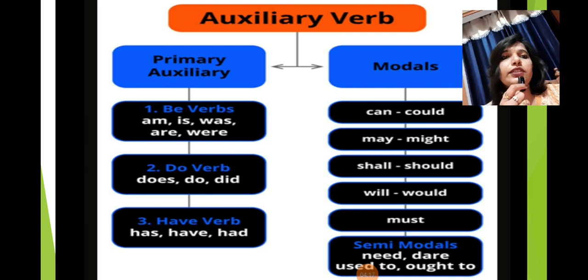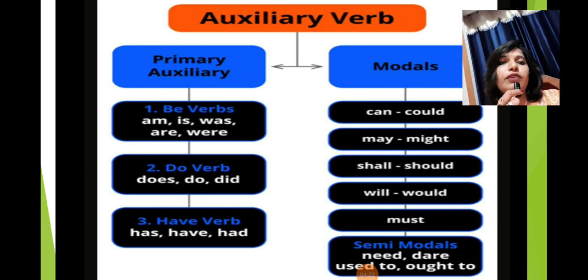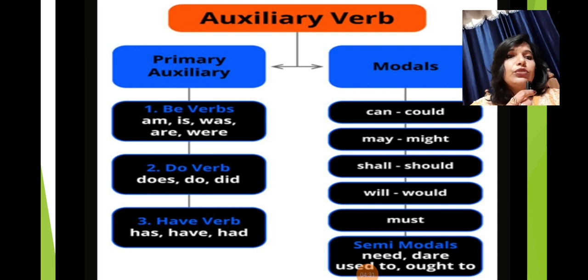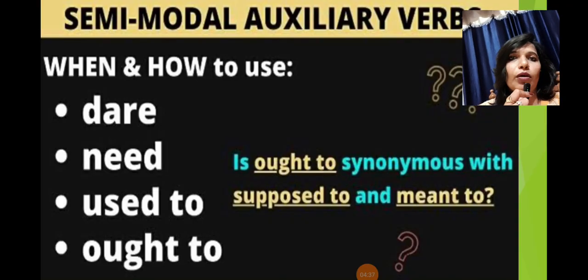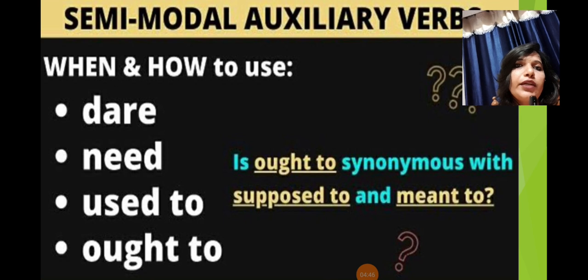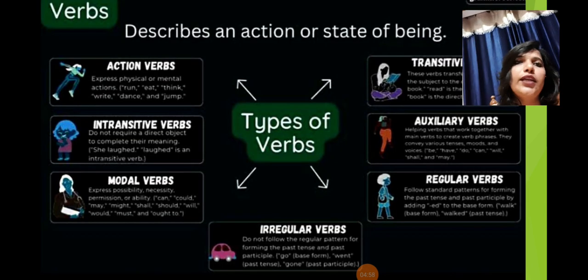Next, in the modals: can, could, may, might, shall, should, will, would, must, all these helping verbs will come in this particular category, modals. And in the semi-modals, these four will come: need to, dare to, used to, ought to. Okay, semi-modal category. Ought to is synonymous with supposed to or meant to. Need to, as we know, and dare to we can understand. So ought to can be used as it is similar to supposed to and meant to, right? So that way. Let's move to the next slide.